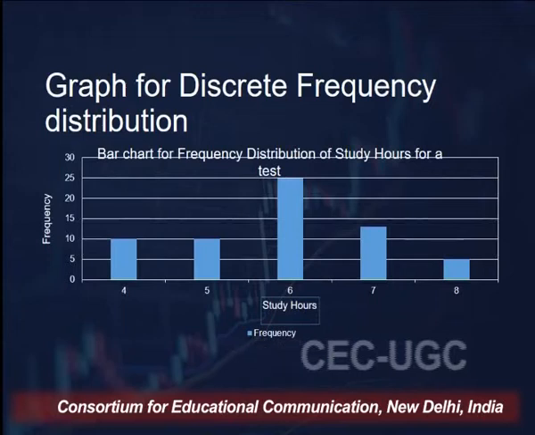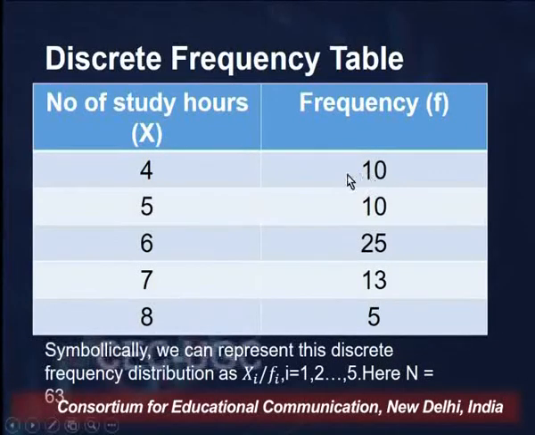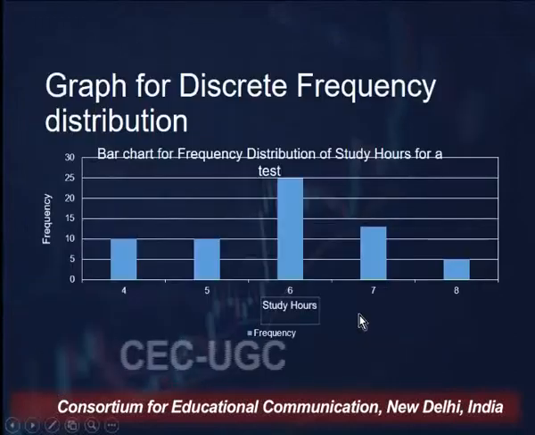So maybe I can show you the table that I am referring to. Here capital X is the discrete variable, which is the number of study hours that a student is devoting in a week for preparation of a test. Here capital X is taking 5 values 4, 5, 6, 7 and 8, and it is taking the frequencies 10, 10, 25, 13 and 5. After obtaining this table, we can plot the bar diagram as follows.